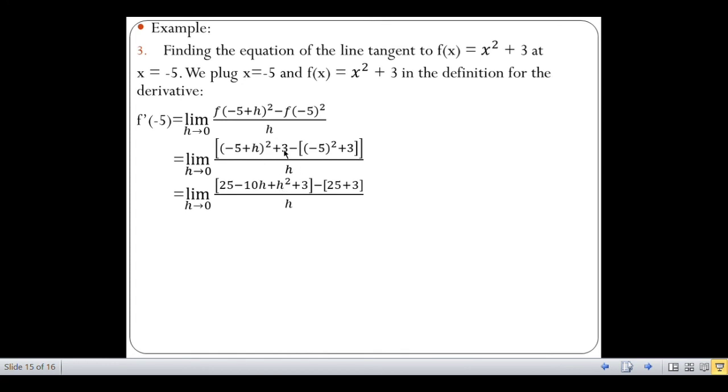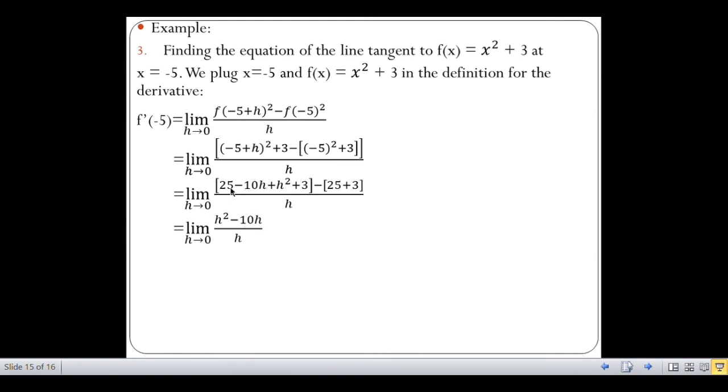Then, let's copy the 3, class. Don't forget, okay? Then minus, since here, class, there is a minus. So, let's copy the minus. And negative 5 times negative 5, of course, positive 25, then plus 3 over h as h approaches 0. And then let's simplify, class. So in here, our final answer will be h squared minus 10h.